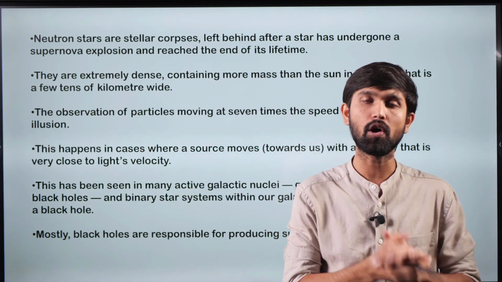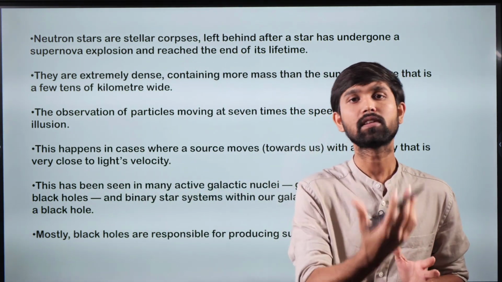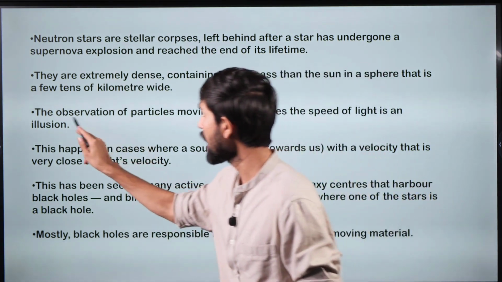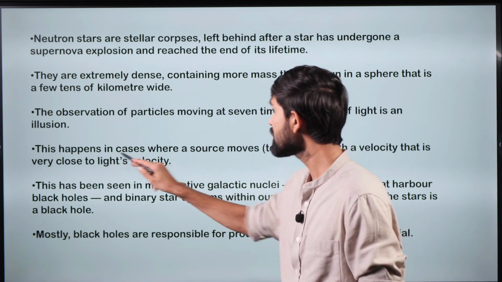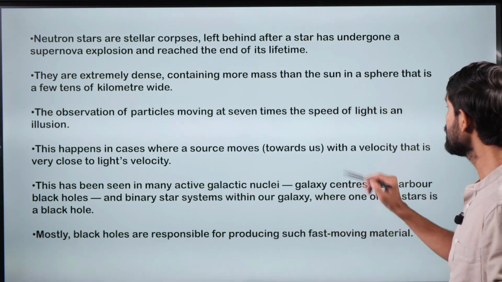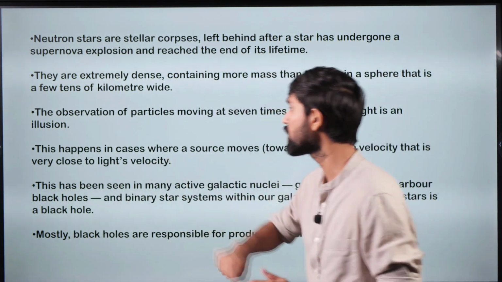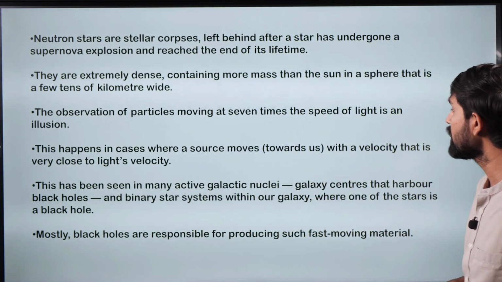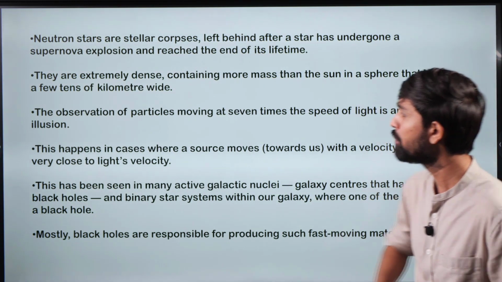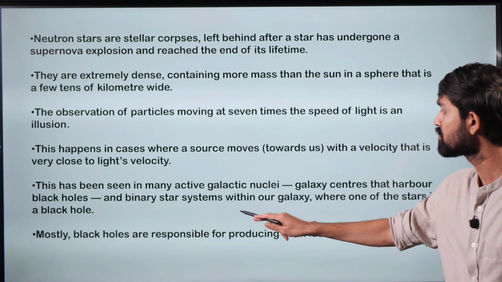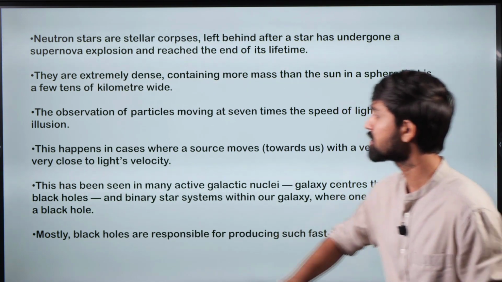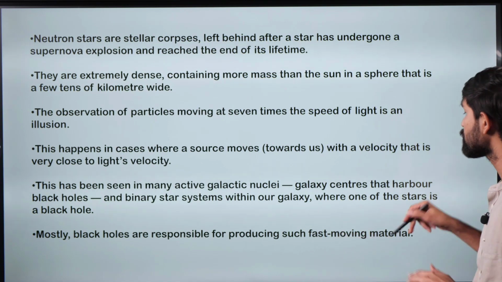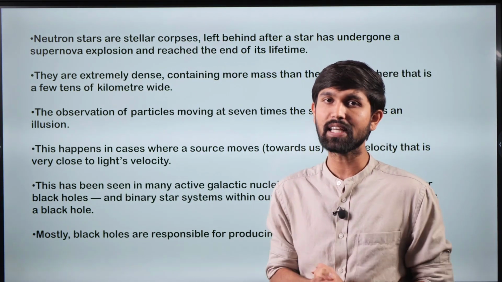So the thing which we saw, that first the scientists were thinking that these bodies are emitting light much faster than the speed of light, was actually an illusion. This happens in cases where a source moves with a velocity that is very close to the light's velocity. And this is seen in many active galactic nuclei, that is, galaxy centers that harbor black holes, and binary star systems within our galaxy where one of the stars is a black hole. Mostly these black holes are responsible for producing such fast moving material. So how does this illusion get created?